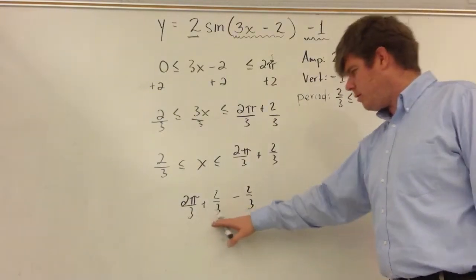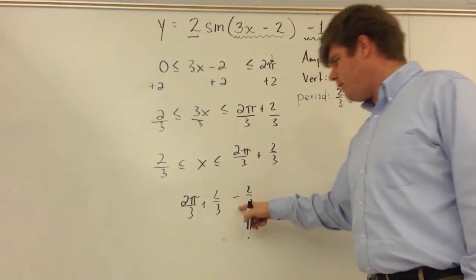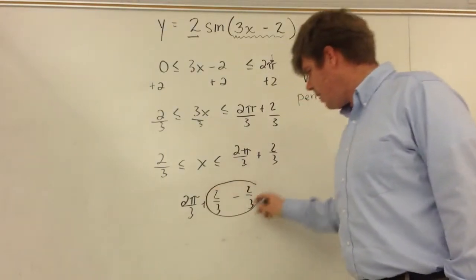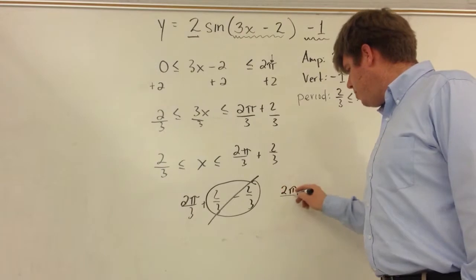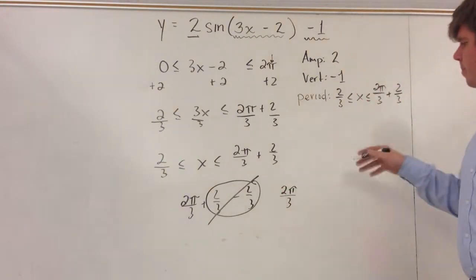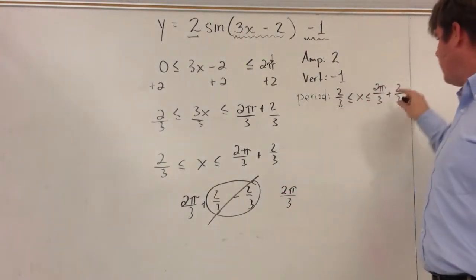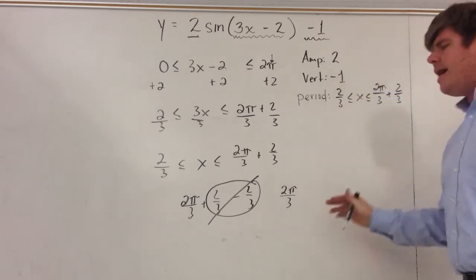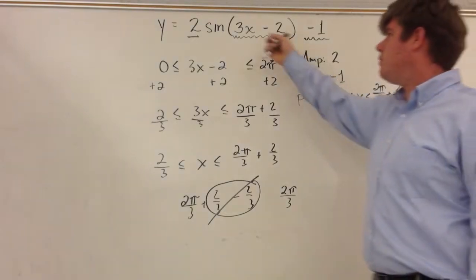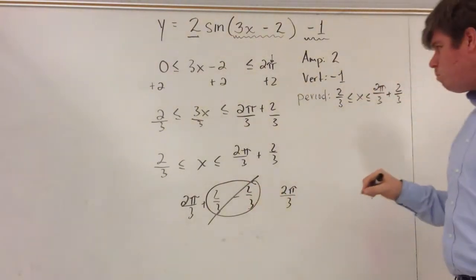And then look what happens here. Look what has occurred. That 2/3 minus 2/3, those cancel out. And what I'm left with is 2 pi over 3. And my period length now is 2 pi over 3. And that's just found by taking the end point, subtracting the beginning point. And that will always occur in these types of functions where you don't have pi.